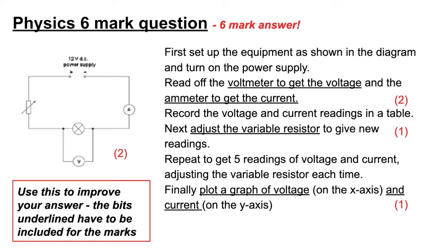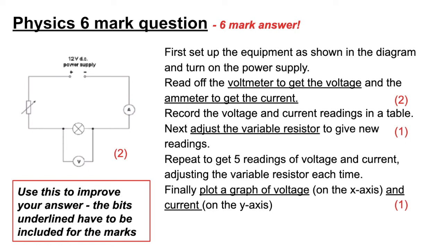Then there's a mark for adjusting the variable resistor. Now this is the rectangle with the arrow through it on the diagram, or it's the dial on the power supply. You need to have a step in your answer that says how you turn the dial or adjust the variable resistor to give you the next set of readings for voltage and current, and then you adjust it again for a third set of readings for voltage and current.